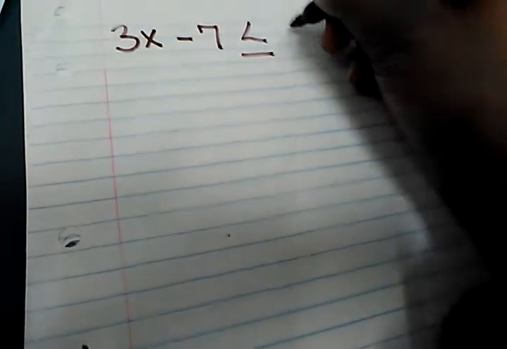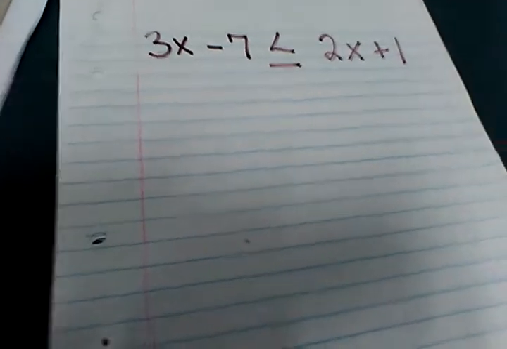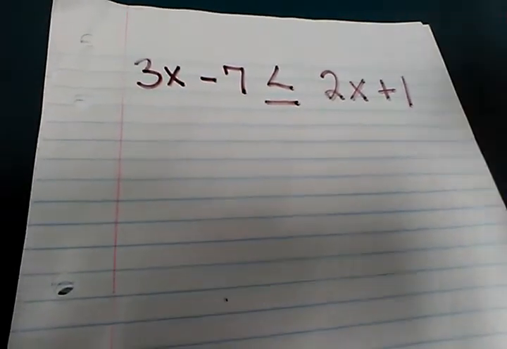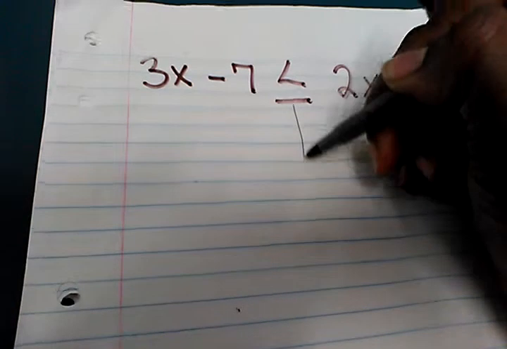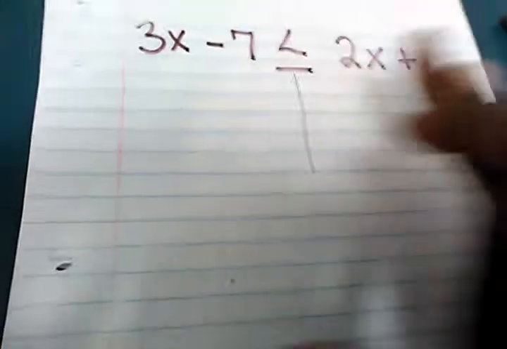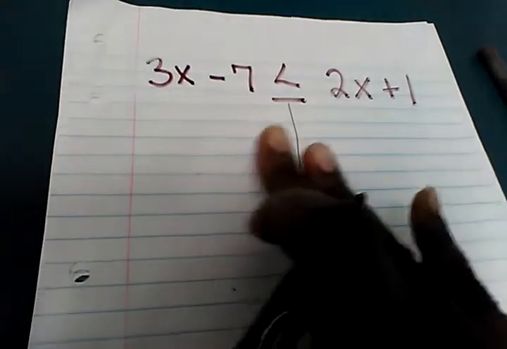Let's try another inequality. Let's say we have the inequality 3x minus 7 is less than or equal to 2x plus 1. So let's let that be our inequality this time. Just like last time, I like to split my inequality symbol right down the middle. And all it does is let me know that this is one side of the inequality. This is the other side. What I do to one side, I have to do to the other side. So this is just like equations.